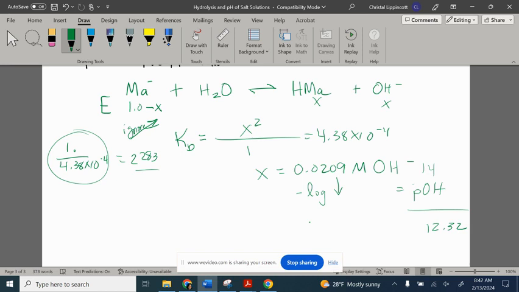Does that make sense, since this is a weak base, that it would have a pH greater than 7? Yeah, because bases are pH greater than 7.